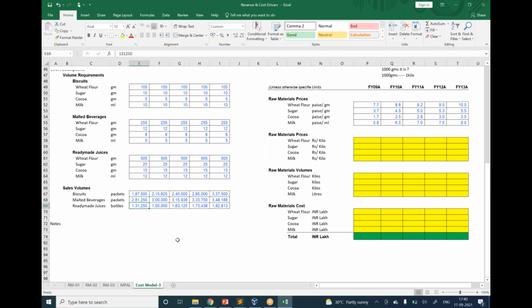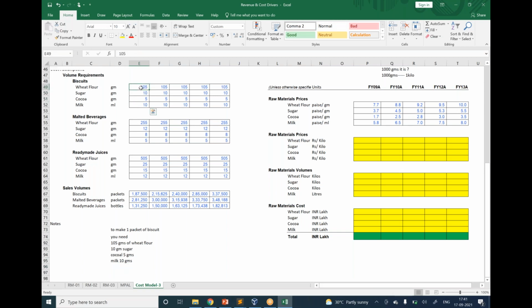They've also told us how much is needed to make 1 packet of biscuit. To make 1 packet of biscuit, you need 105 grams of wheat flour, and then you need 10 grams of sugar, then cocoa 5 grams, and then milk you need 10 grams. So that is what has been given here.